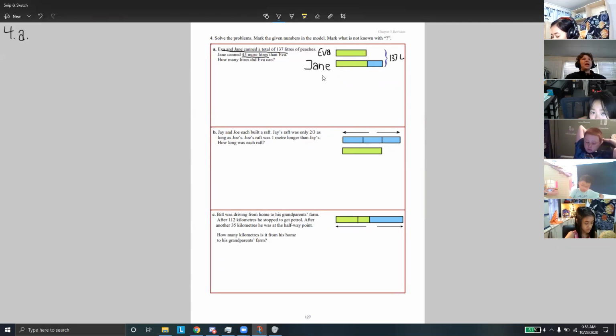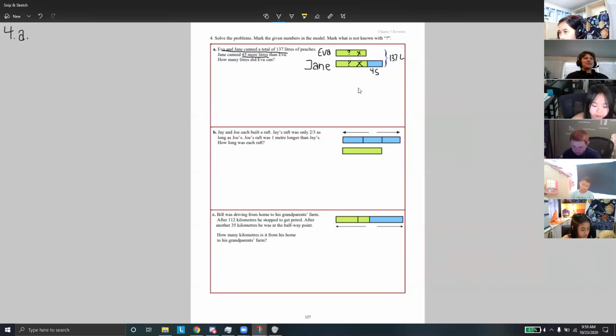And so if Jane canned 45 more liters than Ava, that means the number that's longer is going to be a 45. And then these two green parts are going to be the same, because if Jane canned 45 more than Ava, that means if she didn't can those extra 45, they'd have the same amount of cans. So both of these green are the same number. That's what the question told us. And we're going to put a question mark in it because we don't know, but we do know that they are the same. So we could just write a variable in there. That's why we're able to use our variable tricks.